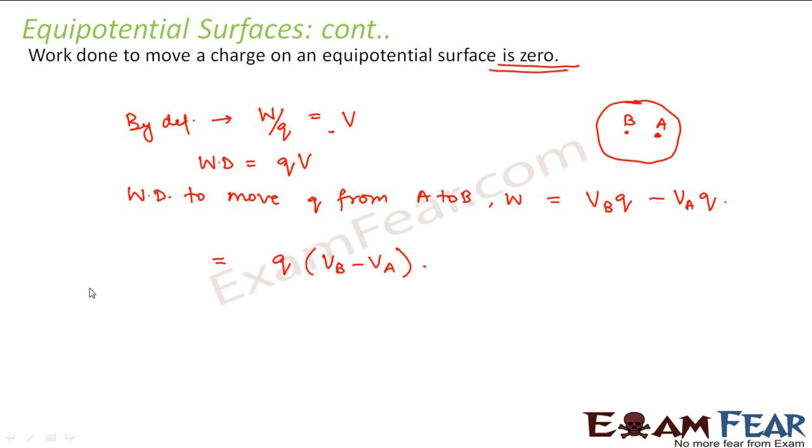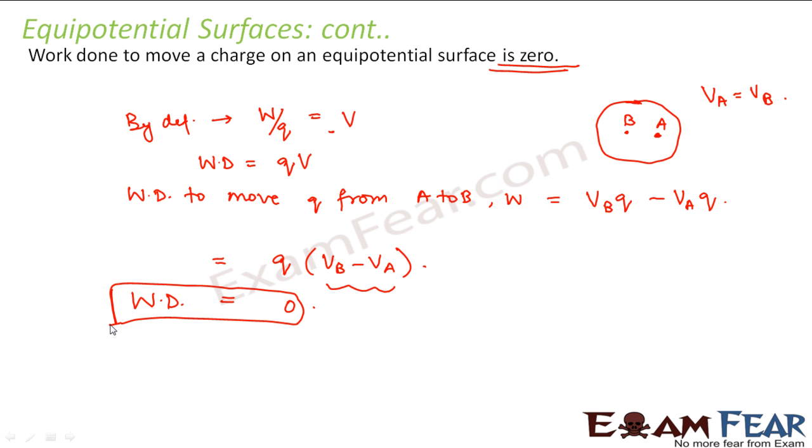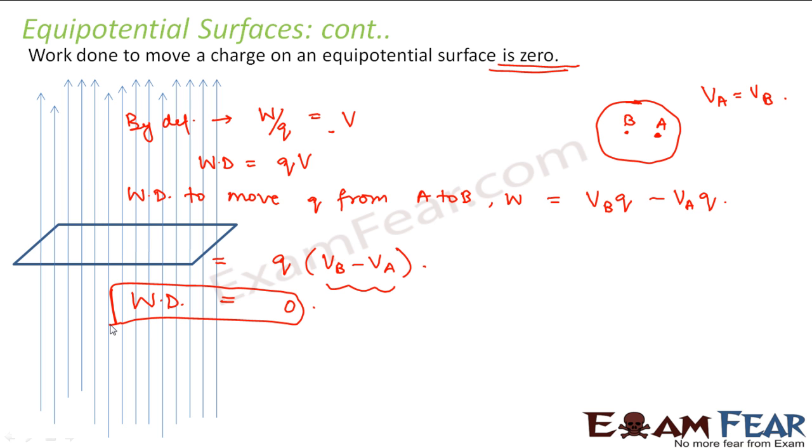Now I say that in equipotential surfaces, the potential at all points is the same. That means potential at A is equal to potential at B, so the difference is 0. So this becomes 0, and work done becomes 0, because work done is directly related to the difference in potential. If the potential everywhere is equal, there will be no difference in potential. Therefore the work done will always be 0. Here I have taken the example of this surface.